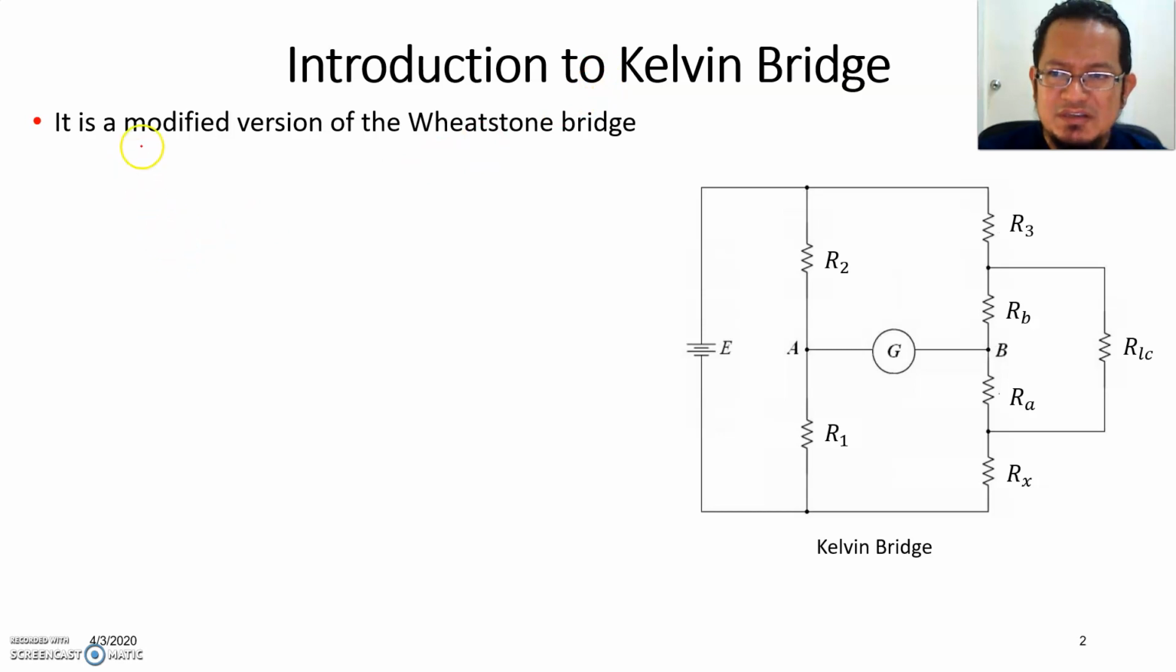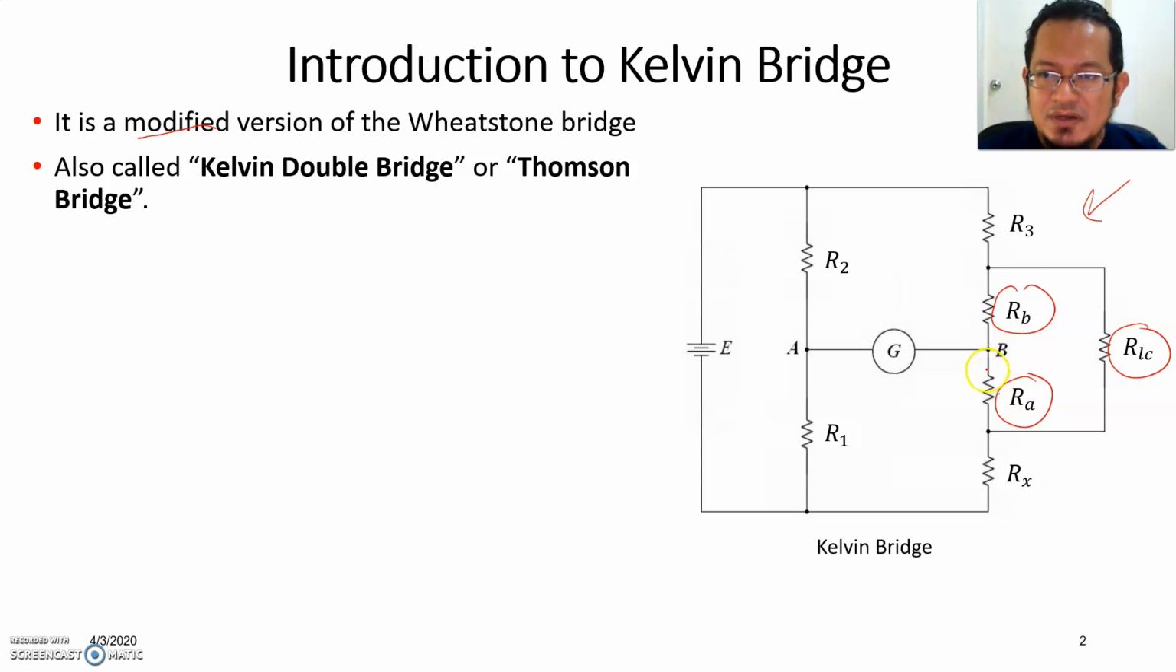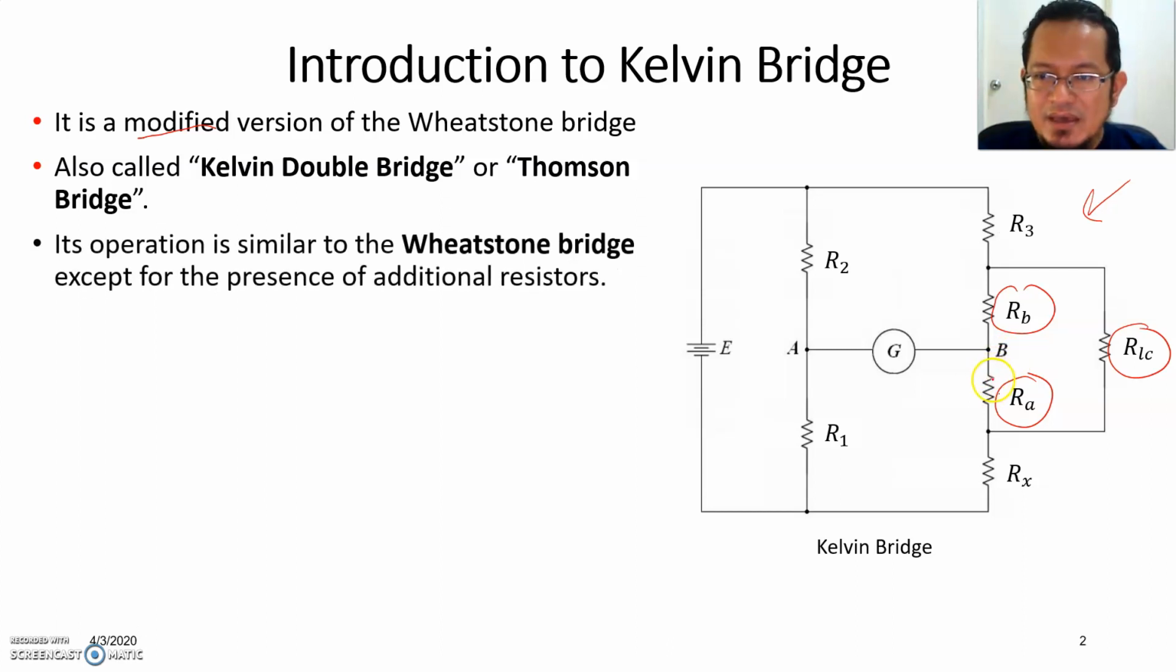Kelvin bridge is basically a modified version of Wheatstone bridge. If you look on the right figure here, you can see that originally Wheatstone bridge has 4 resistors, but as you can see, we are now including some extra resistance here. And we talk about that after this. It's also called a Kelvin double bridge or Thomson bridge, and the overall operation is pretty much similar.